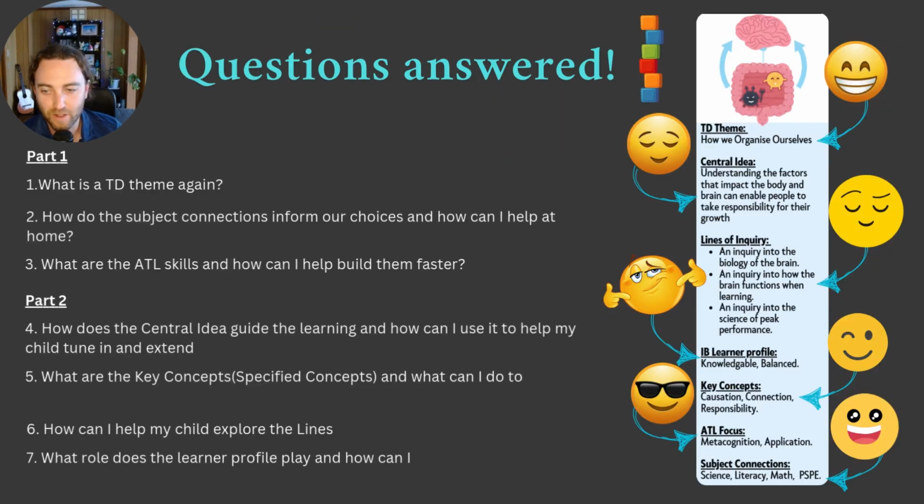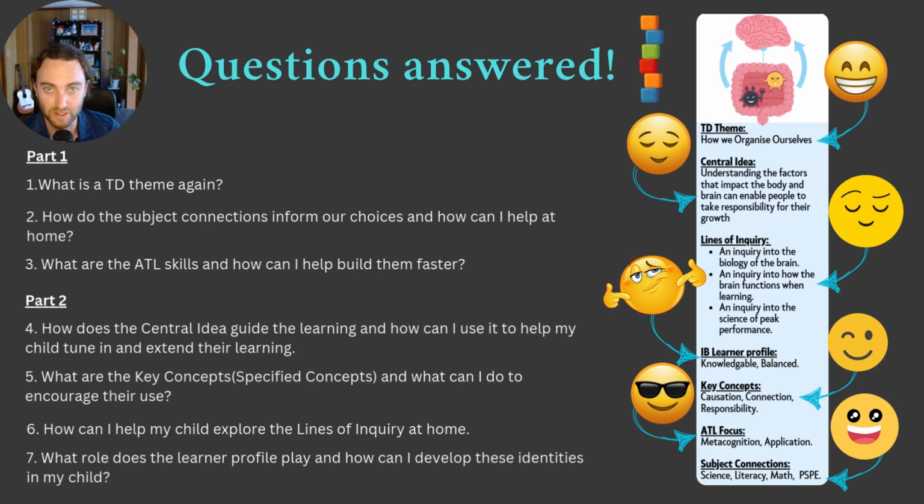Questions answered. So we first looked at what is a transdisciplinary theme again. Remember, it is the 6 main ideas that encompass all of human knowledge that students learn. We looked at how do subject connections inform our choices and how you can help through discussion at home and making those connections to the subjects. We looked at the ATL skills and how you can build them faster by using visuals and posters and even using thinking routines to guide your conversations.